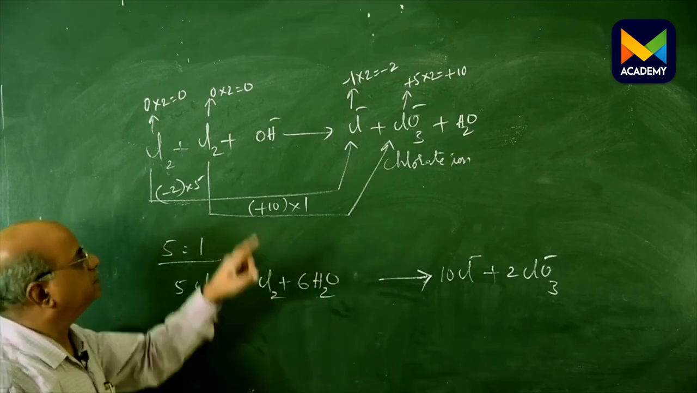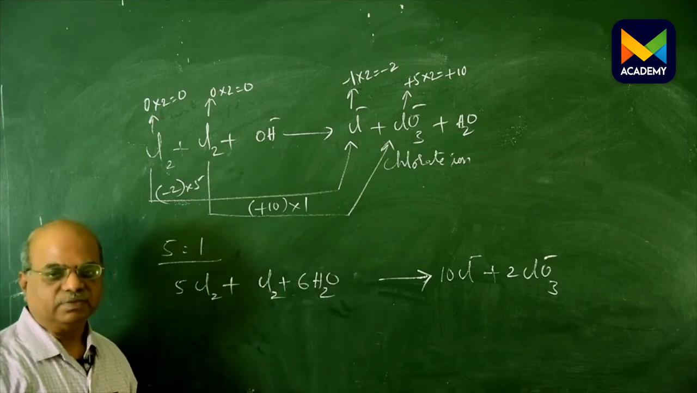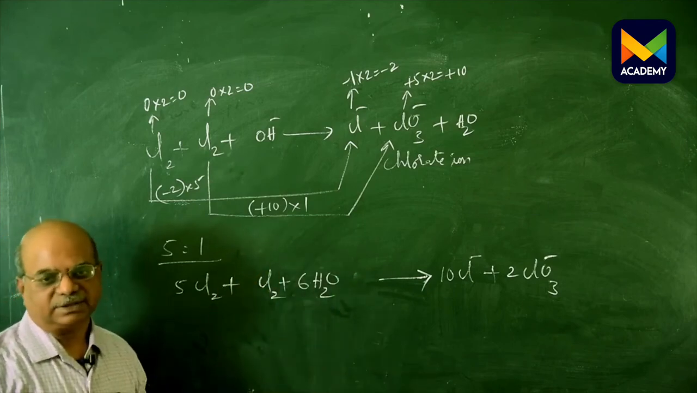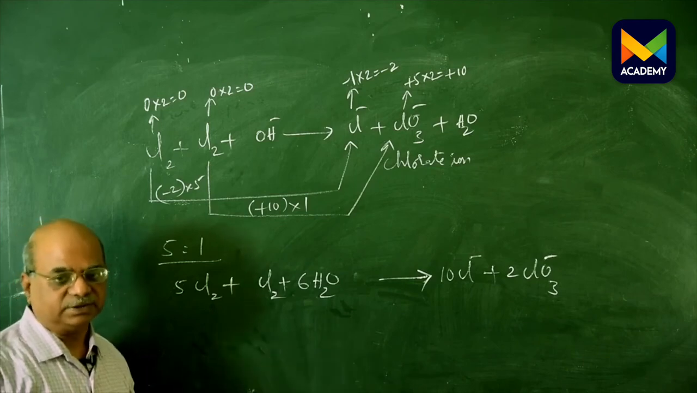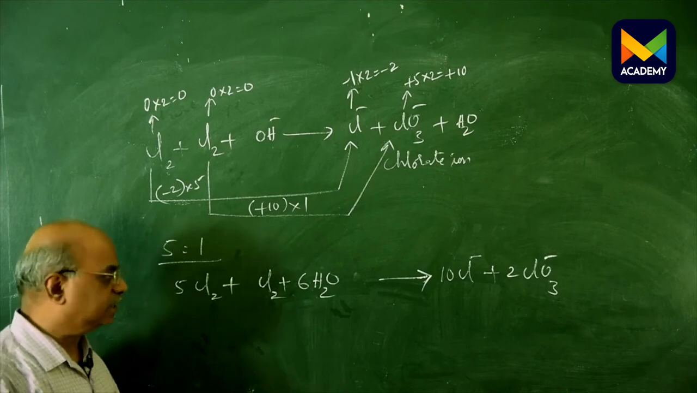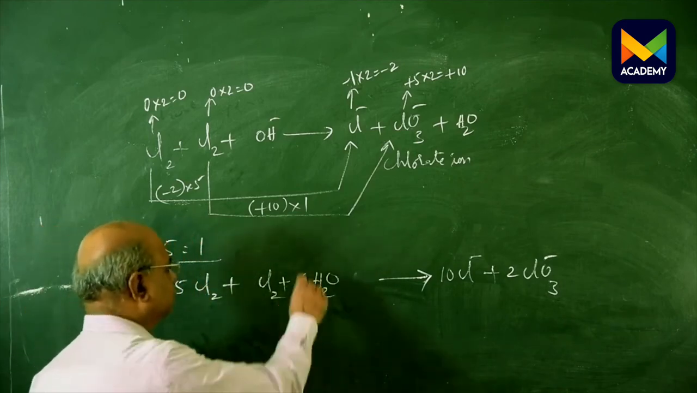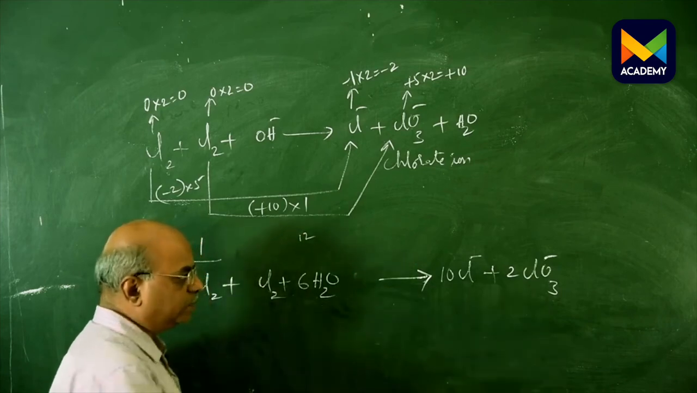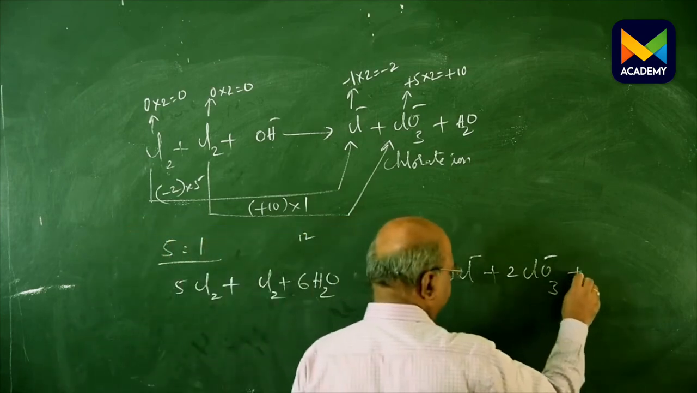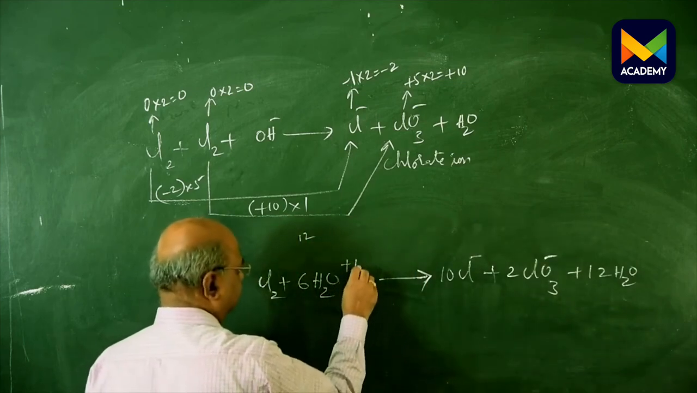Balancing hydrogen in basic medium, the procedure is: on the deficient side we have to add water molecules, as much as the deficiency of hydrogen, and an equal number of OH minus ions on the opposite side. Now we can see hydrogens here, 6 to 12 hydrogens. So 12 hydrogens, no hydrogen on that side, therefore here 12 water molecules have to be taken and 12 OH minus here.